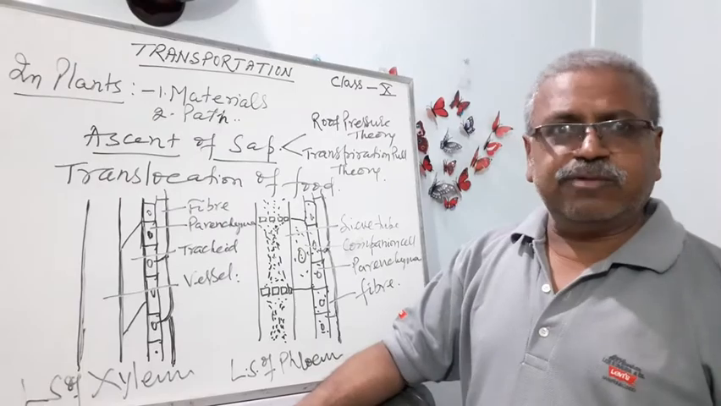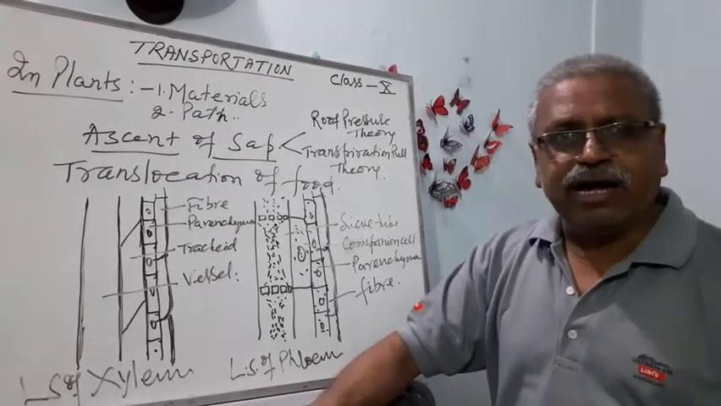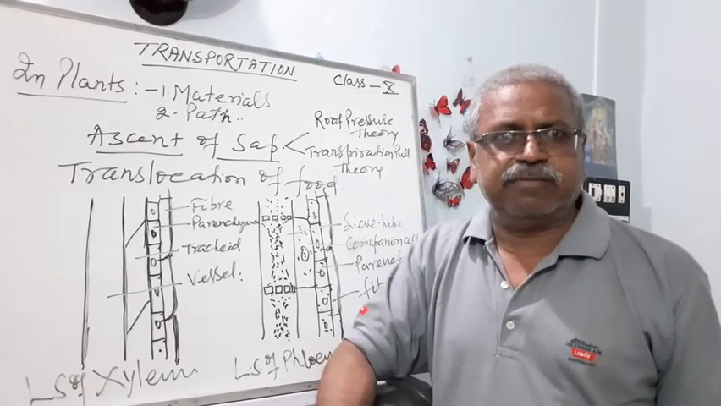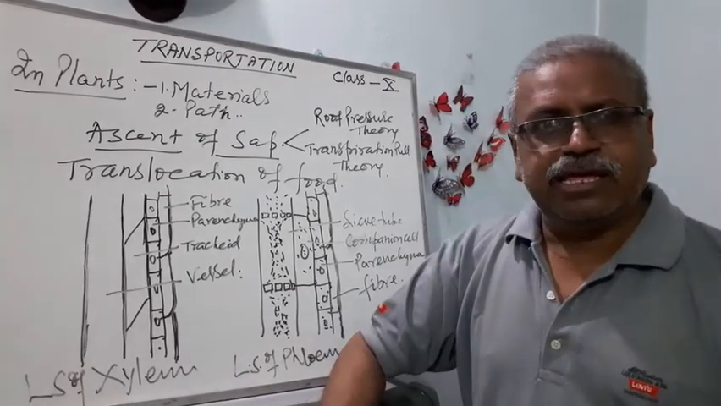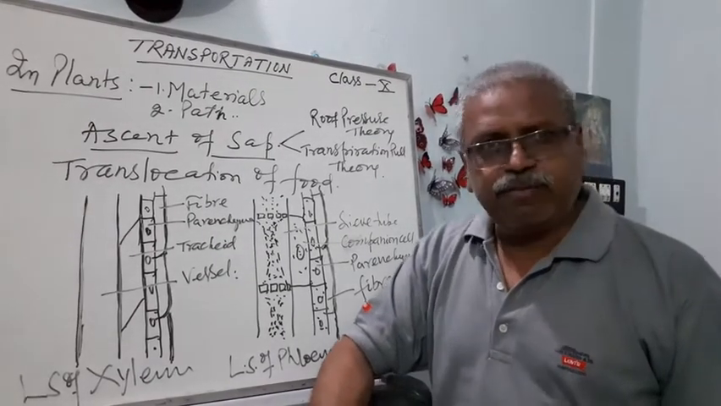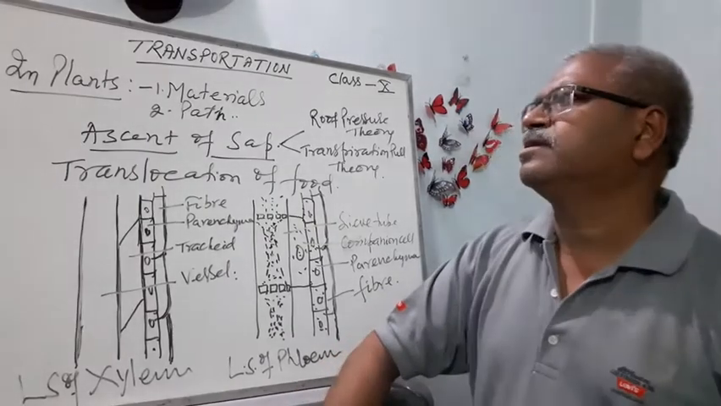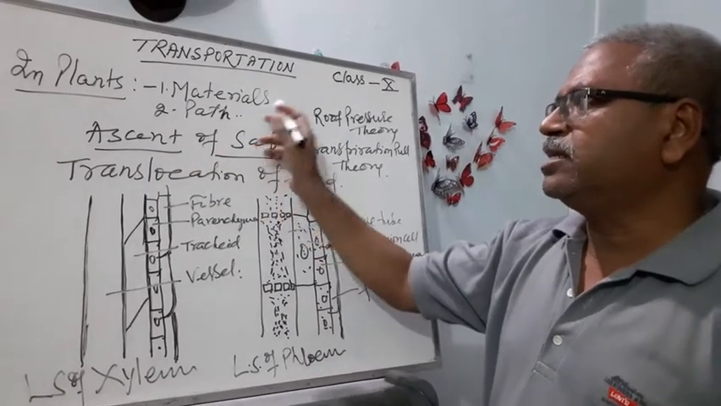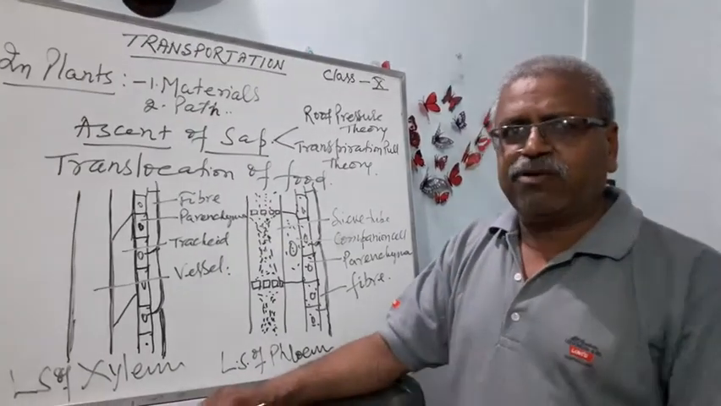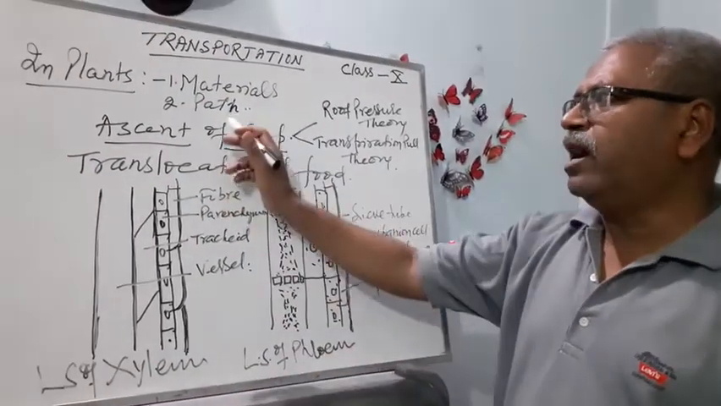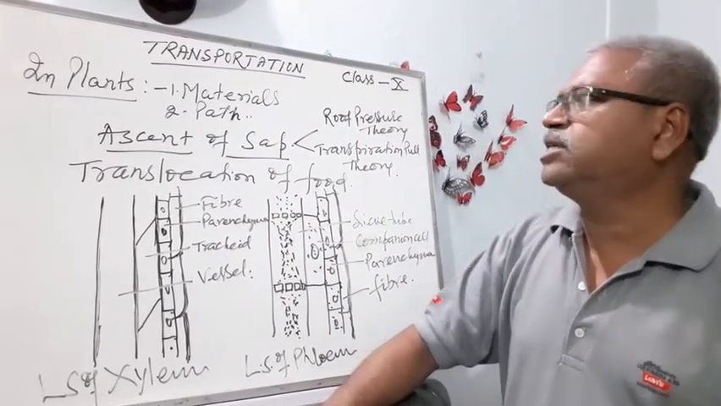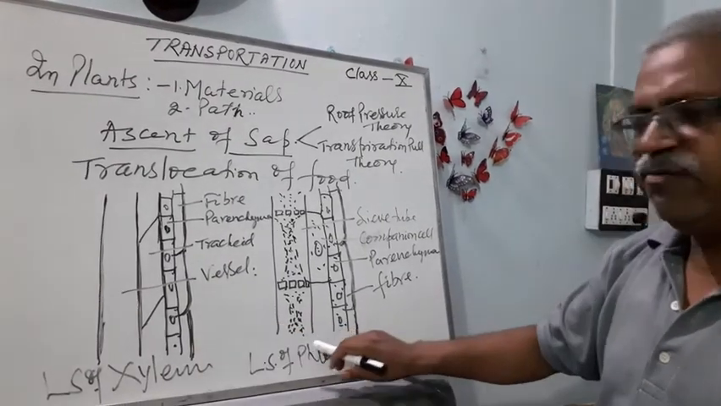In plants, the materials which are transported are water, nutrients, minerals, CO2, oxygen, plant hormones. These are the materials. Now the question is, what is the path for their transportation? The path is a well developed vascular system made of xylem and phloem.